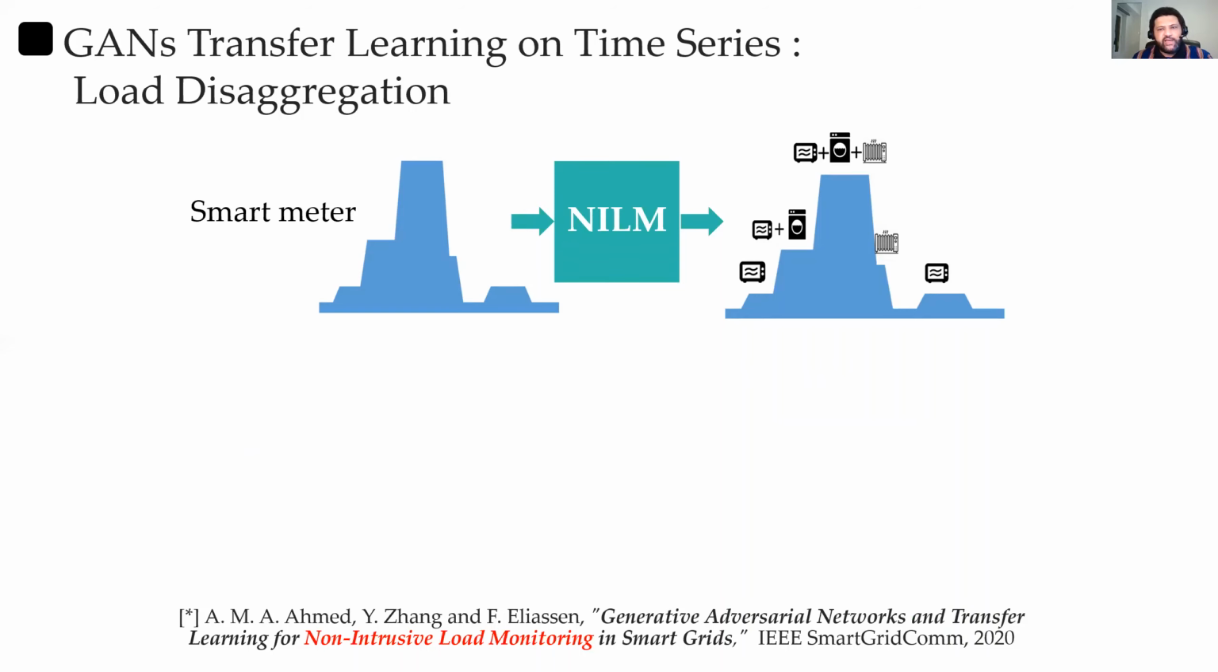This sophisticated name is simply a system that takes only one measurement that represents the total electricity consumption of a building as an input, and tries to figure out which appliance is on or off in that building at each time step. So the input to the NILM system, for example, is a smart meter measurement, and the output is the breakdown information of the appliance consumption.